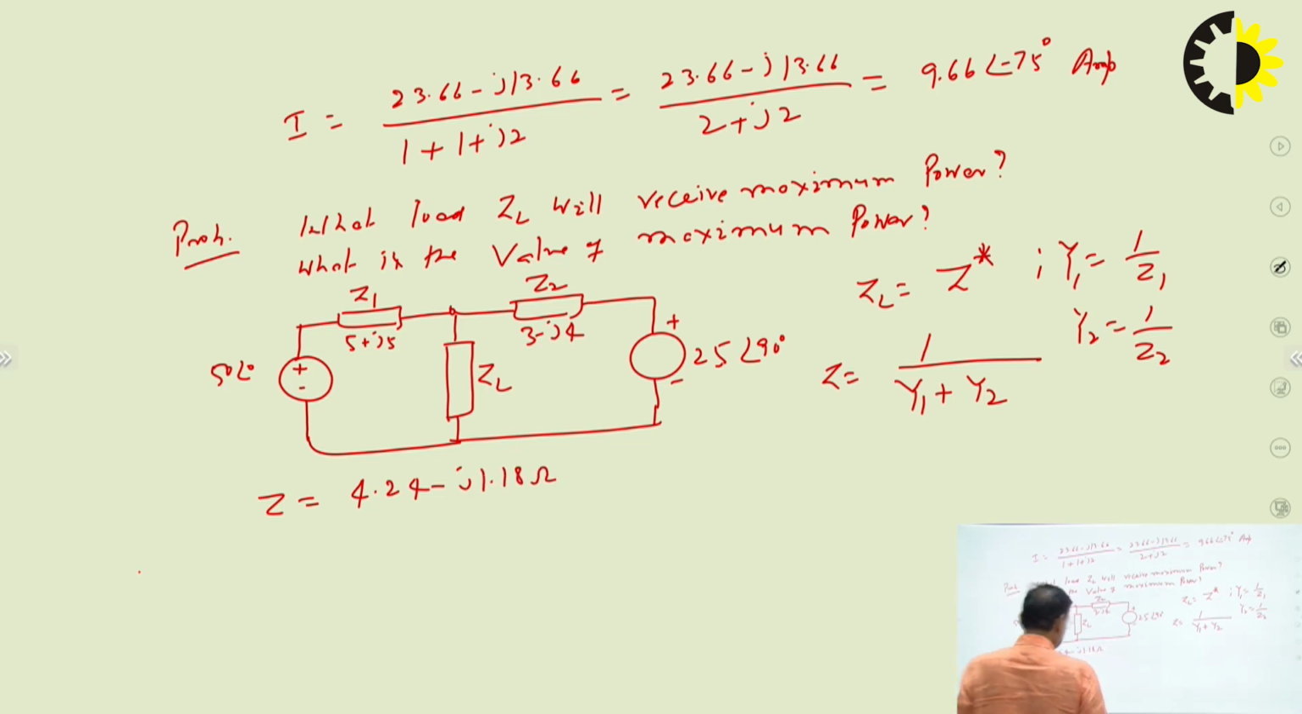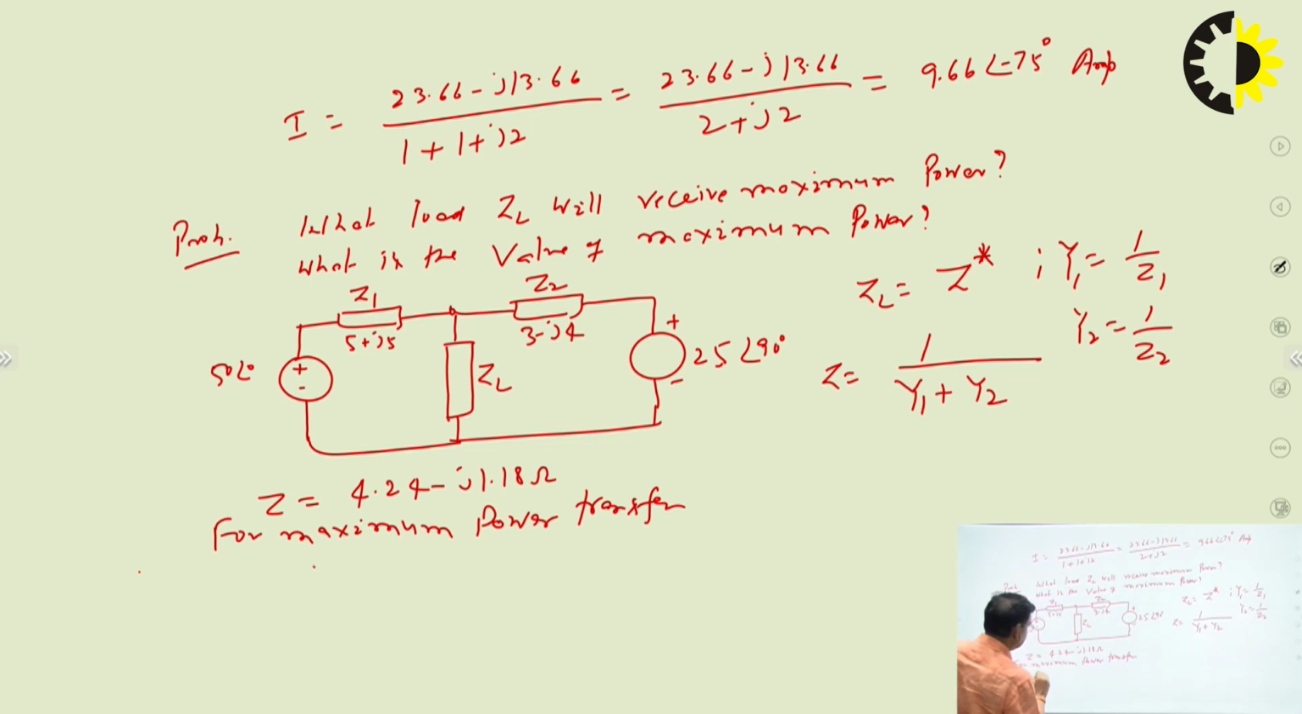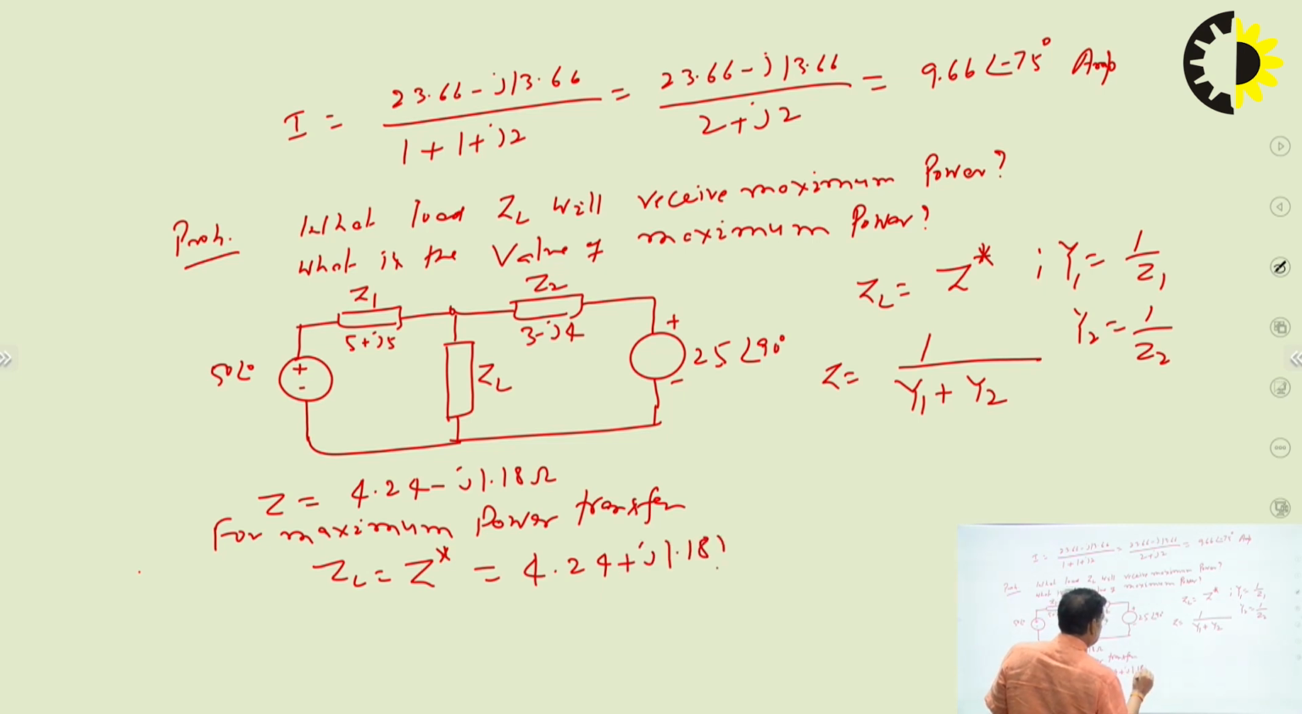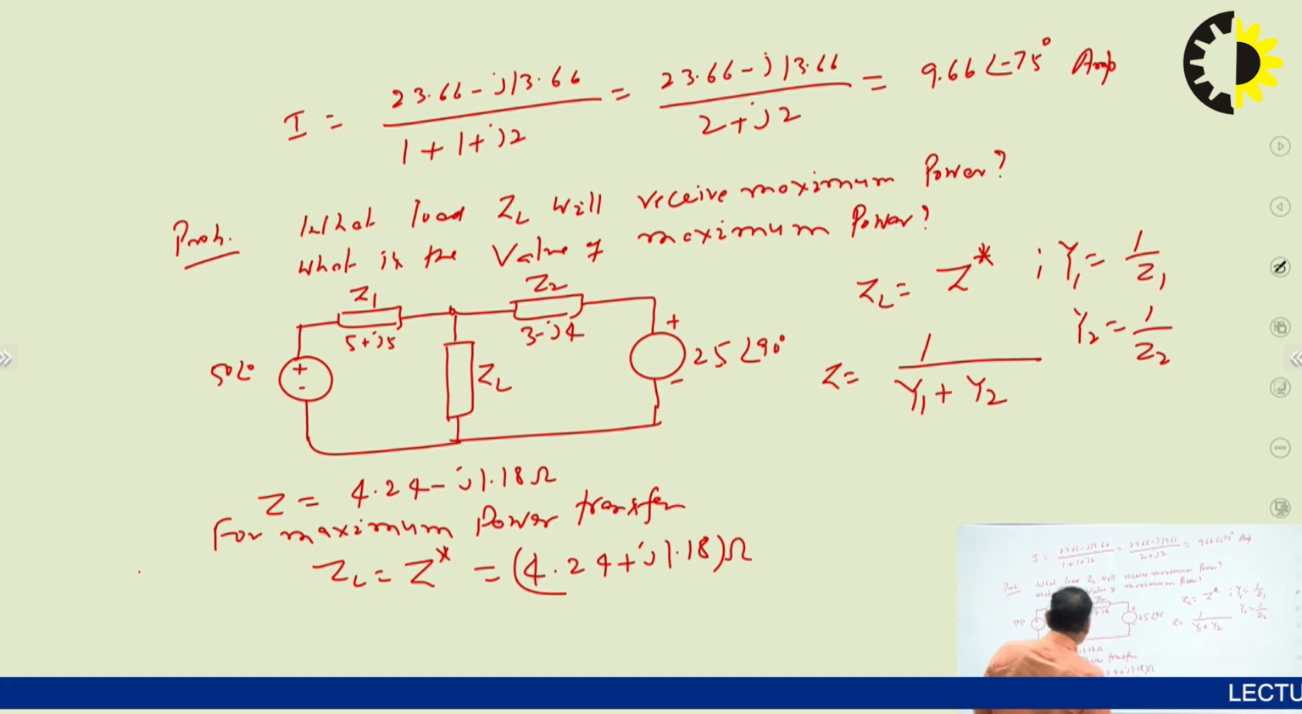So, for maximum power transfer, this ZL is the complex conjugate of this Z, which is 4.24 plus j1.18 ohm. So, this is the value of ZL.